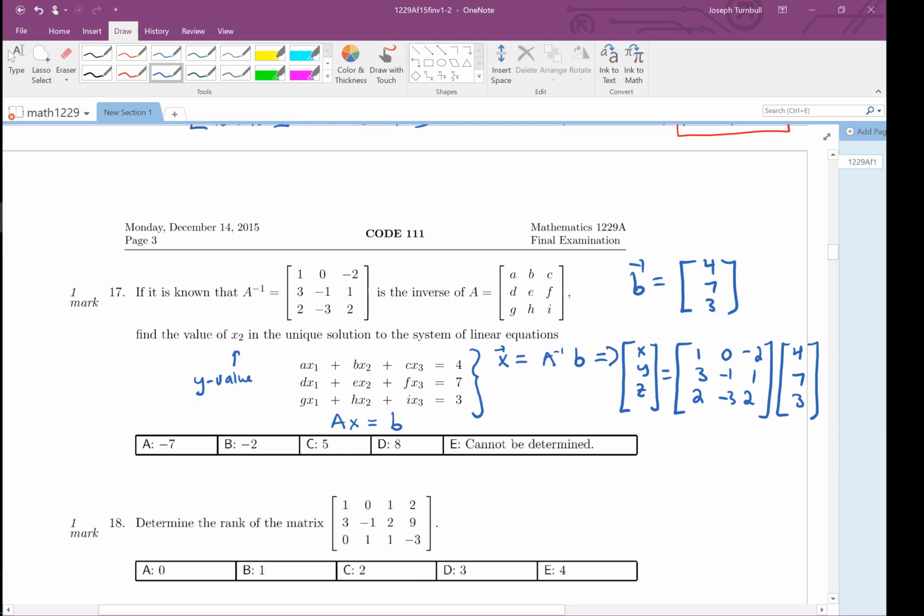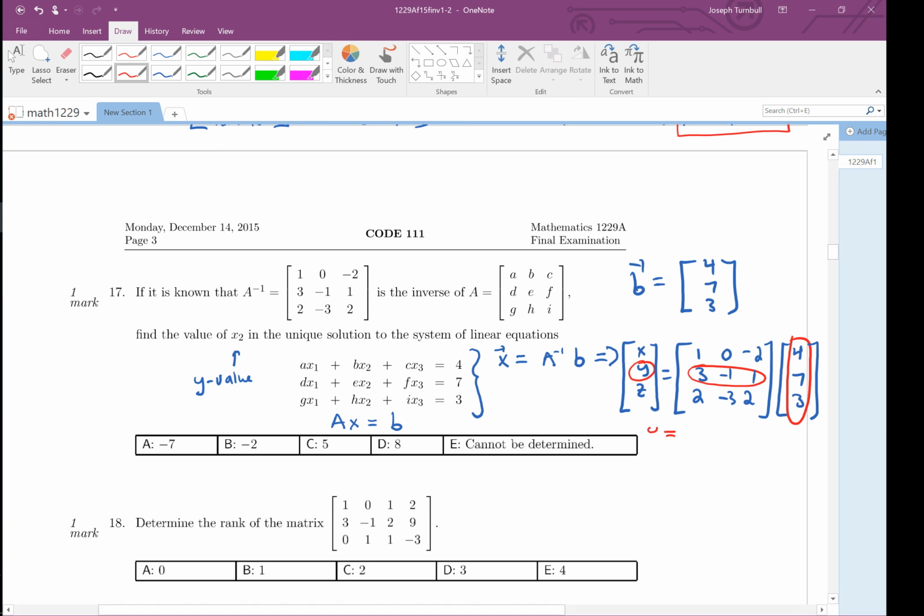Now we only want y. We only want this one. So I'm going to take row 2 and then dot that with that column, and that will give me the y value. If I want the x value, I'll take row 1, dot the column. If I want the z value, I'll take row 3, dot the column.